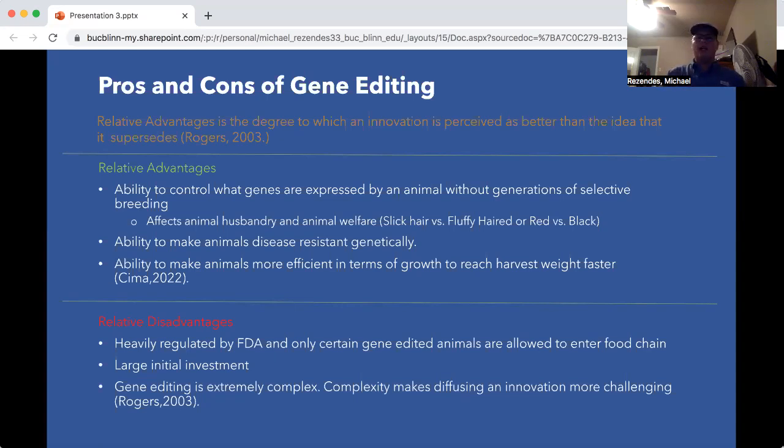We'll start with reading Rogers' definition of relative advantage. A relative advantage is the degree to which an innovation is perceived as better than the idea it supersedes, or then we can infer a relative disadvantage is the degree to which it's perceived as worse. So we're not just talking about gene editing and the things it does good and the things it does bad.